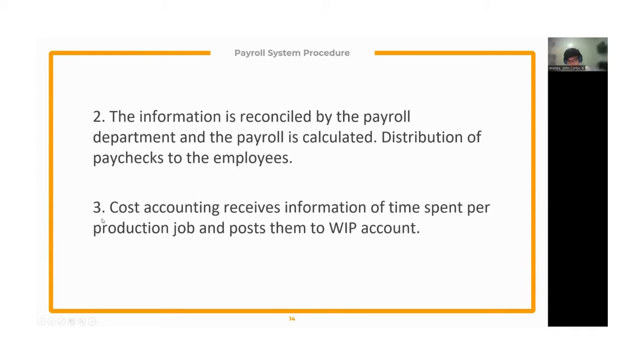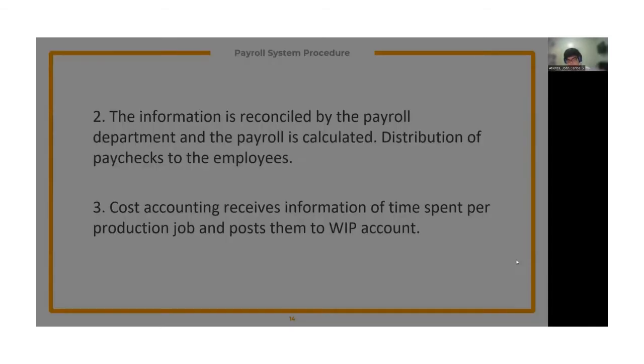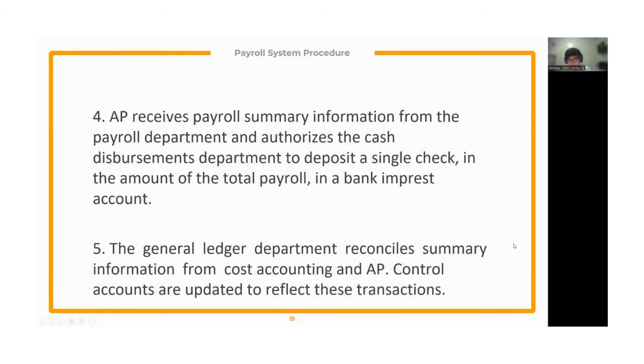So third, we have cost accounting receives information of time spent per production job and posts them to the work in progress account. So number four, accounts payable department receives payroll summary information from the payroll department and authorizes the cash disbursement department to deposit a single check in the amount of the total payroll in a bank imprest account.